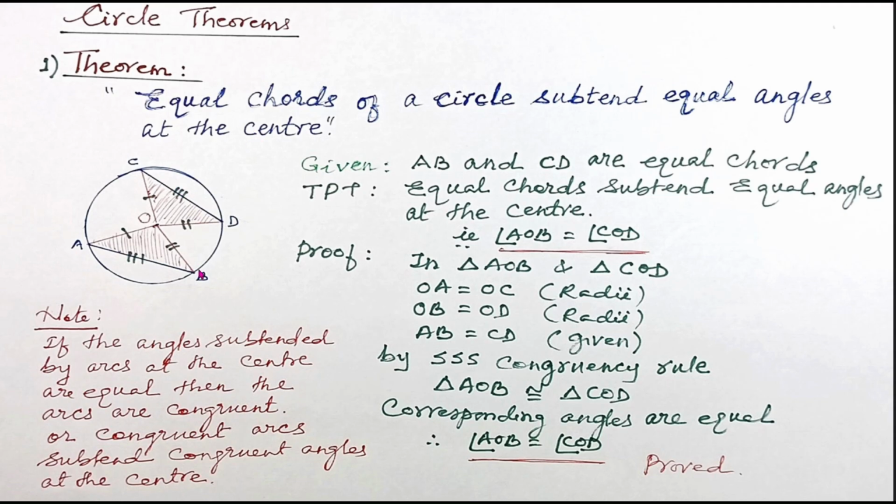And also you should understand that you have arc AB here and arc CD here. This chord has an arc AB and this chord has an arc CD. If arc AB and arc CD are congruent, then they subtend congruent angles at the center. The converse of that, if the angles subtended by the arcs at the center are equal, then the arcs are congruent. A very important relation which you have to remember, which is again based on this particular theorem. So this is the first theorem, that equal chords of a circle subtend equal angles at the center.